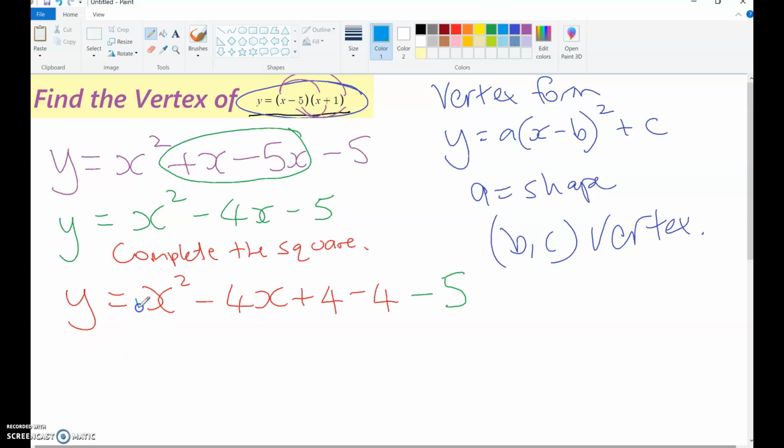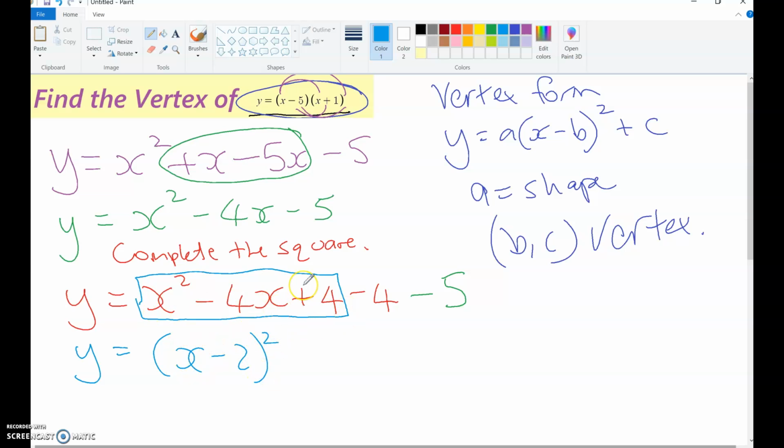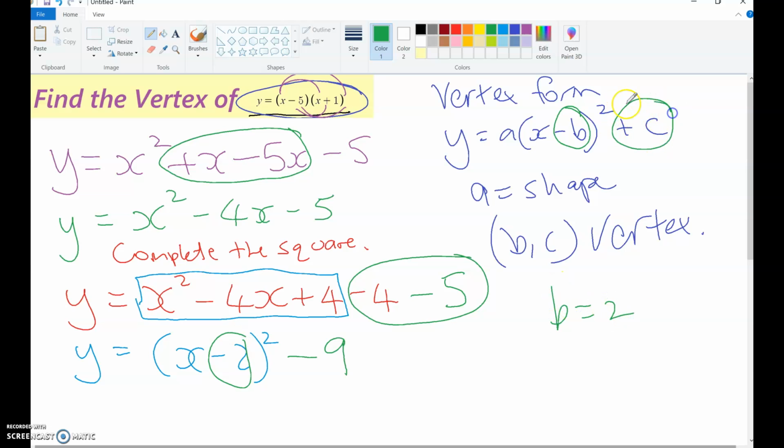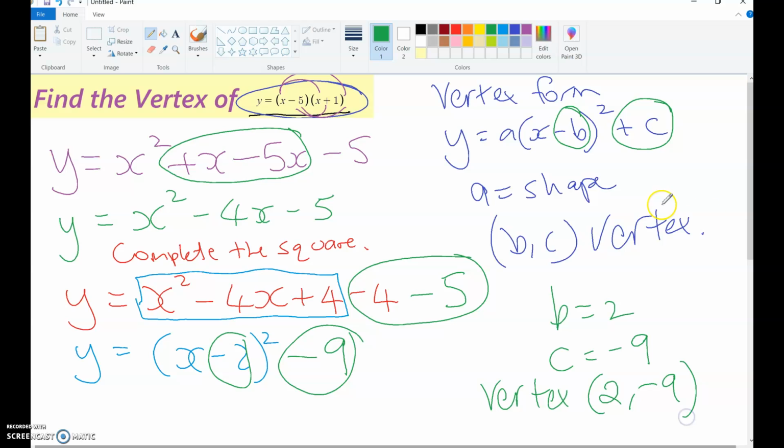Okay, so now I can look at this. And I completed the square so that I could write x minus 2 squared. I can factorise that. And then here, these two are minus 9. So if I compare my minus b to the minus 2, I can see b equals 2. And if I compare plus c with minus 9, I can see c equals negative 9. So I can see that my vertex is (2, negative 9). All right. So this completing the square thing, it's a happy thing to do, I feel.